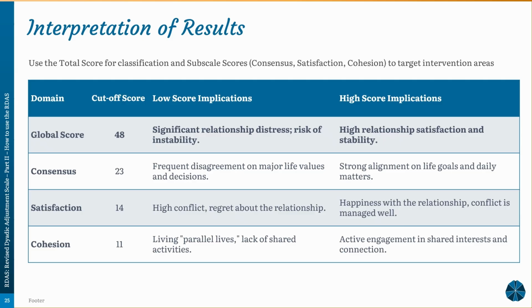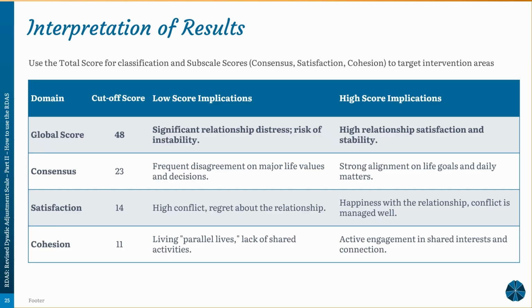The real power comes from interpreting the profile, not just the total score. The global score is the headline. The subscales are the details. As we have already discussed, a high overall score indicates high relationship satisfaction and stability, and a low overall score indicates significant relationship distress and risk of instability.